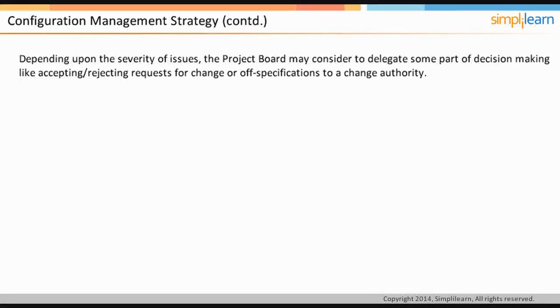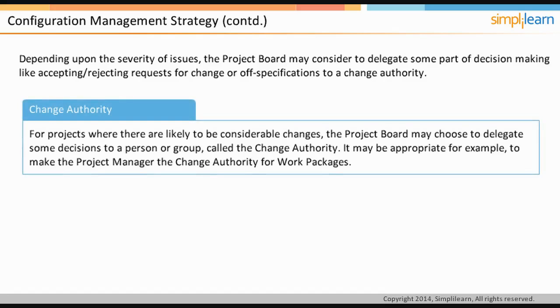One of the importance of defining the severity and priority of issues is to delegate some authority of accepting or rejecting change to someone other than the project board. This is to ensure that the project board does not have to address each change in a project. For projects where there are likely to be considerable changes, the project board may choose to delegate some decisions to a person or group called the change authority. It may be appropriate, for example, to make the project manager the change authority for work packages.